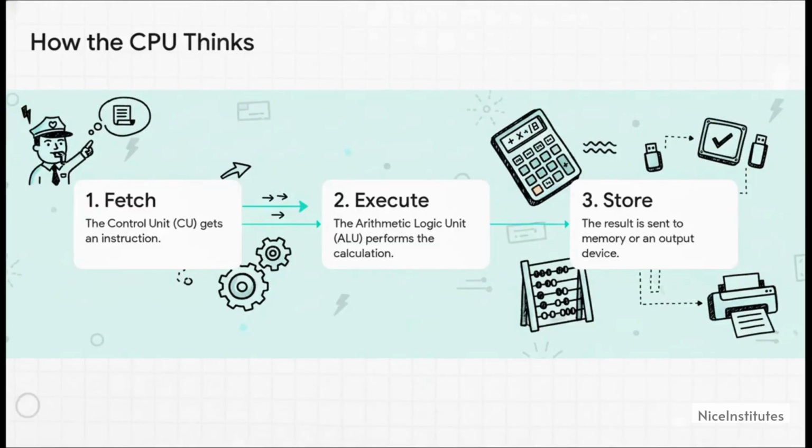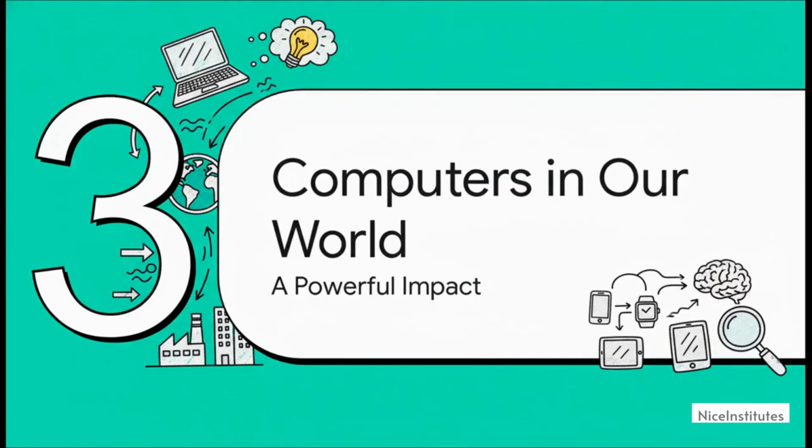So how does that brain, the CPU, actually think? Well, it's a beautifully simple 3-step dance. First, a part called the control unit grabs an instruction. Next, the arithmetic logic unit does the math or logic required. Then, the result gets sent off to memory. And here's the absolutely wild part. Your computer does this simple little cycle: fetch, calculate, store, billions of times every single second. It's mind-boggling.